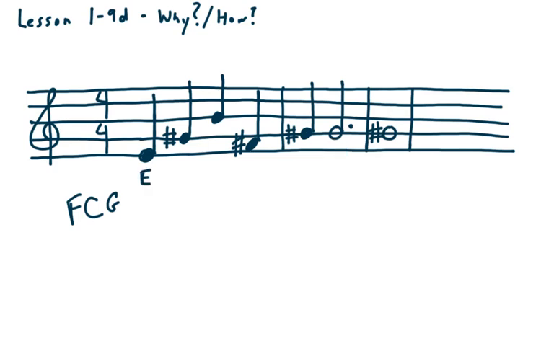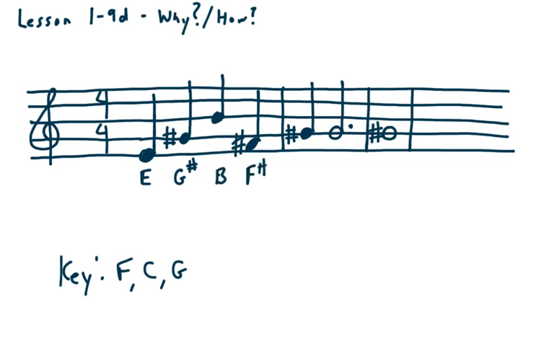We have E, and let's just erase this. Key, F, C, G. Let's put that in a little better place. And now we have G sharp, B, F sharp, G sharp again. Now, this note is also G sharp, and we have to make it G sharp here because it starts at the beginning of every measure again. Now, here are the differences that a key signature eliminates.